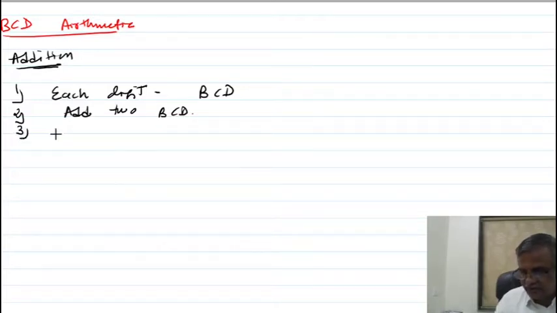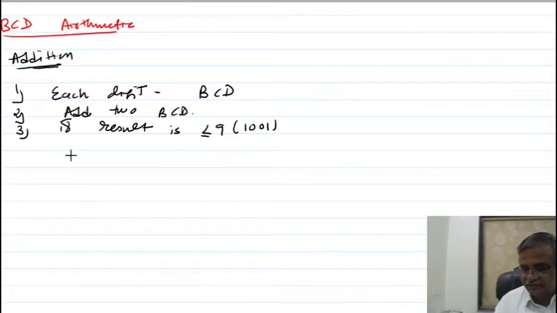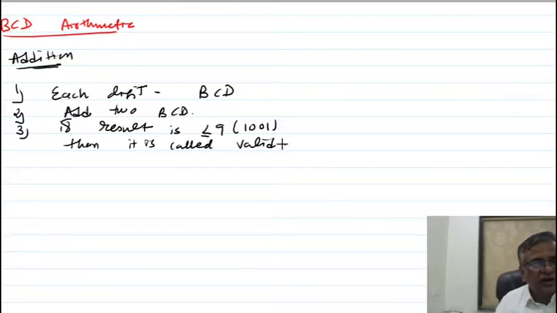Third, if the result is less than or equal to 9, that is 1001, then it is called valid and it is your answer.